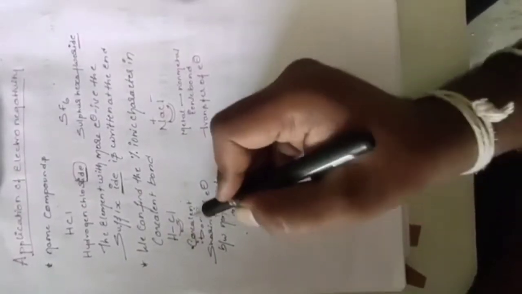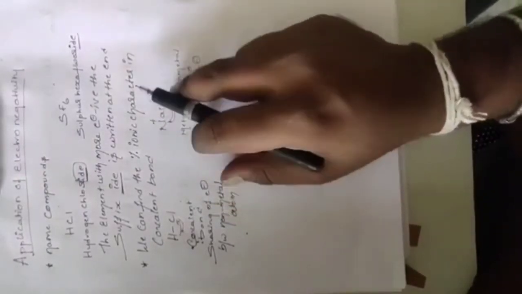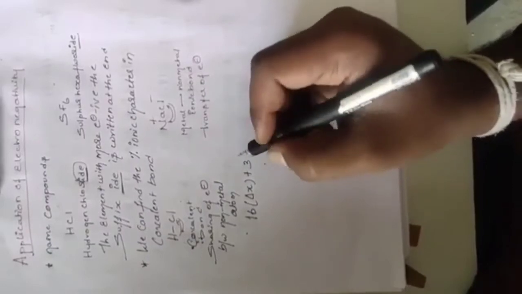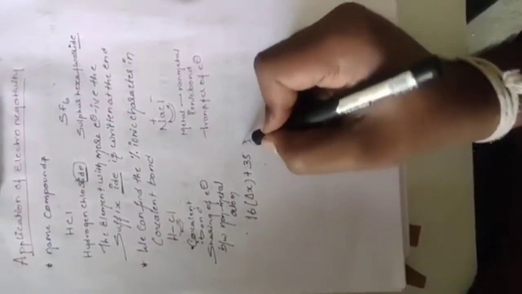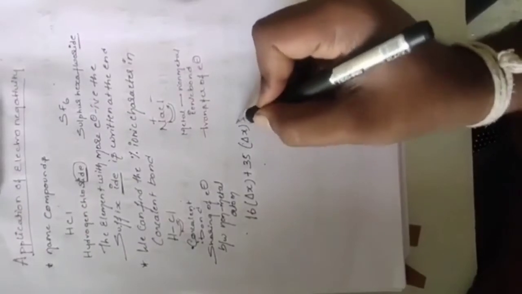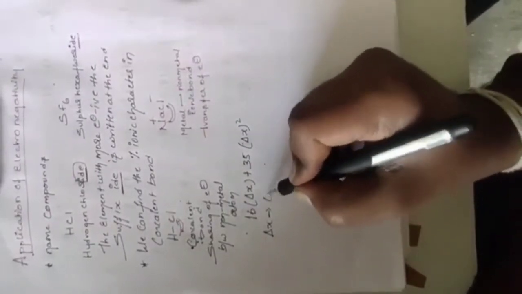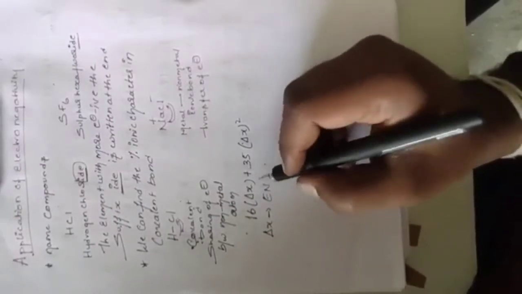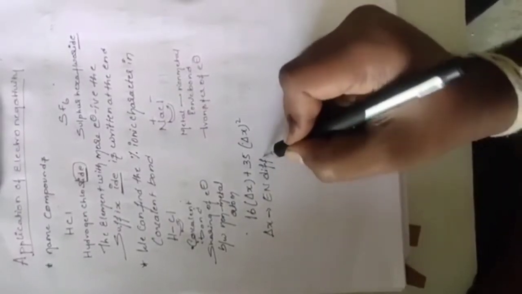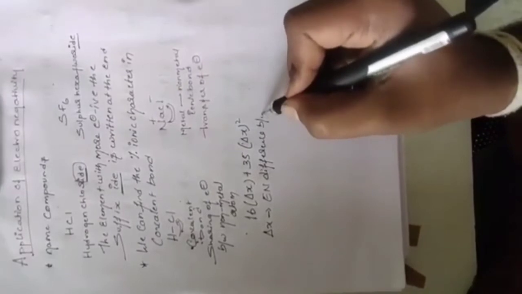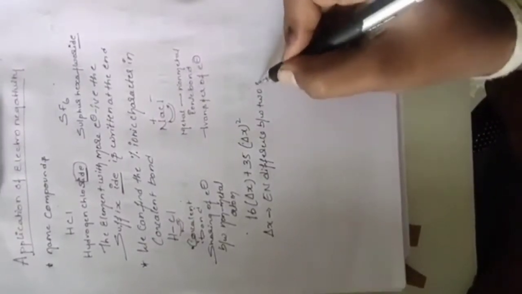Okay, they have given the formula to find the ionic character in a covalent bond, that is 16 del X plus 3.5 del X whole square. What is del X? It is nothing but the electronegativity difference. Delta is nothing but the difference between two elements.